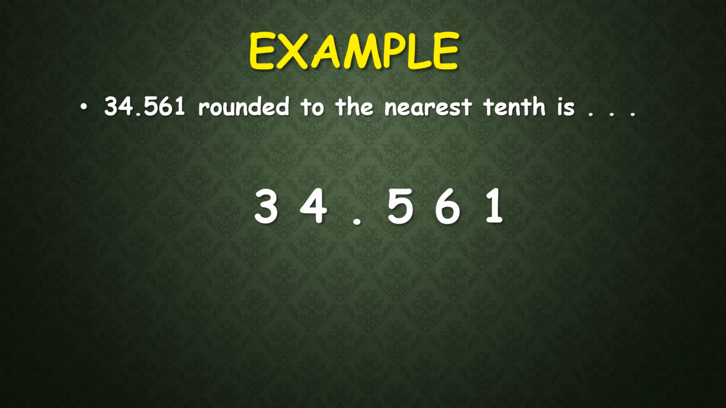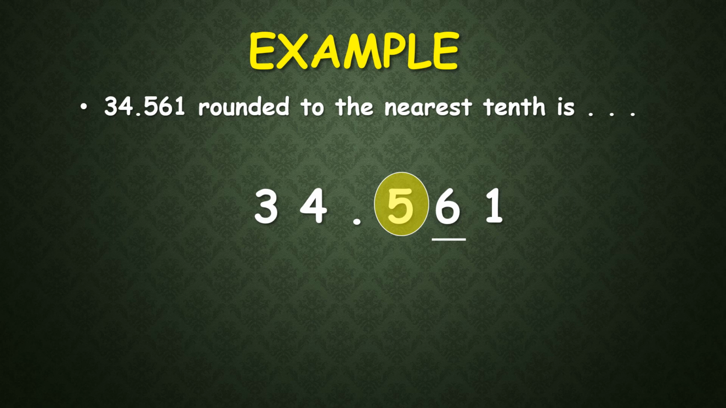So let us take an example. Suppose you have to round off 34.561 to the nearest tenth. So what will you do? First of all, you will identify the place where you have to round off. The digit at the tenth place is 5, so you will put a circle around 5. The next step is to underline the digit which is next to the encircled digit. Now here it is 6.